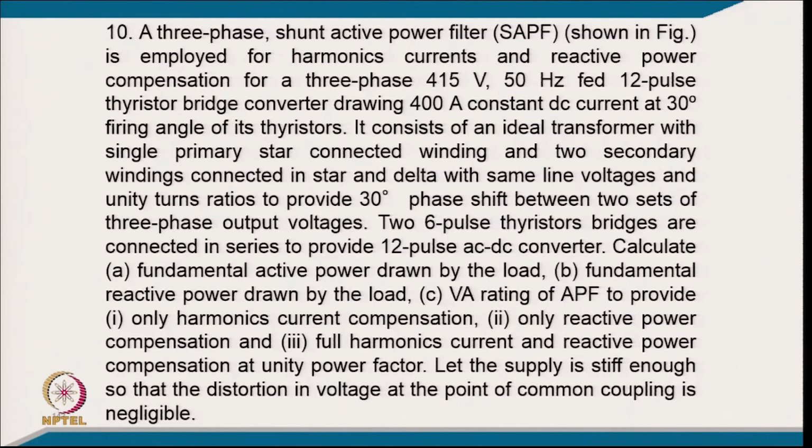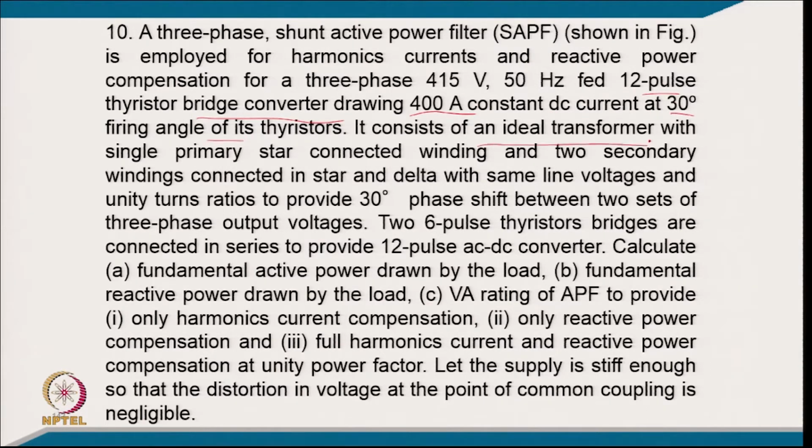So, now coming to the 10th example. A 3-phase shunt active power filter is employed for harmonic current and reactive power compensation for a 3-phase 415 volt 50 hertz 12-pulse thyristor bridge converter, drawing a 400 ampere constant DC current at 30° firing angle of its thyristors.